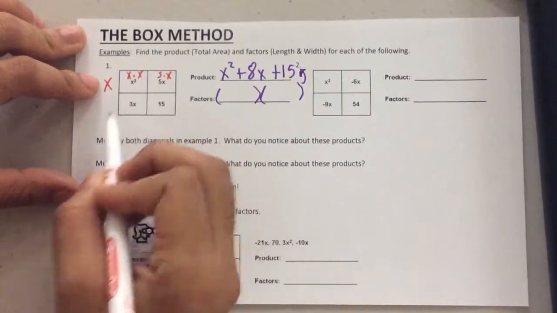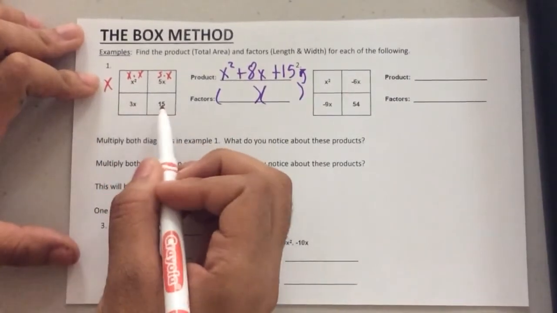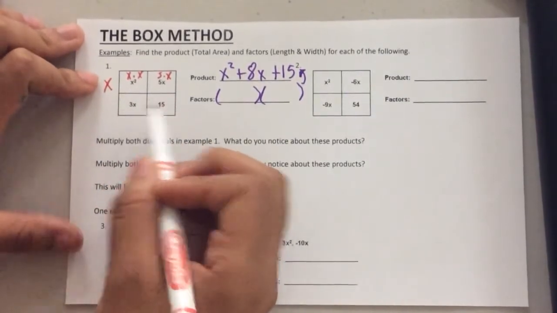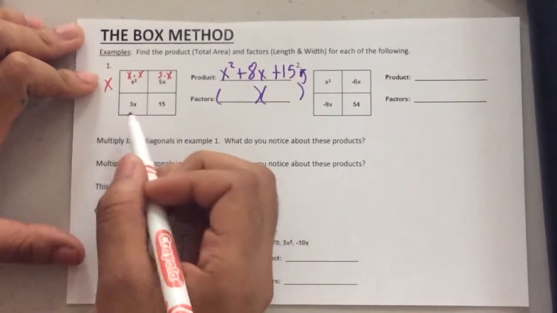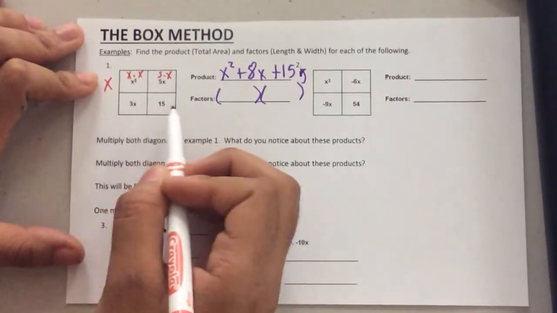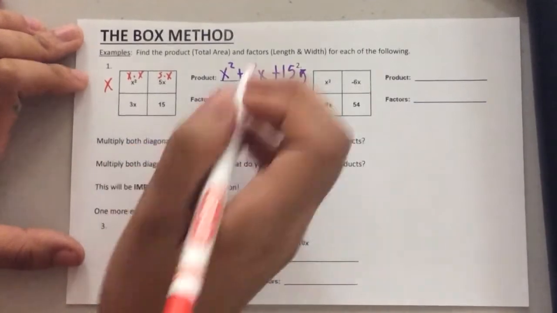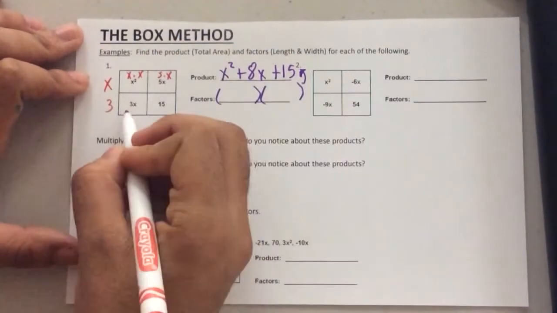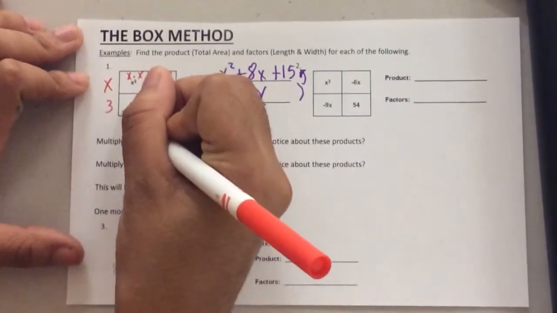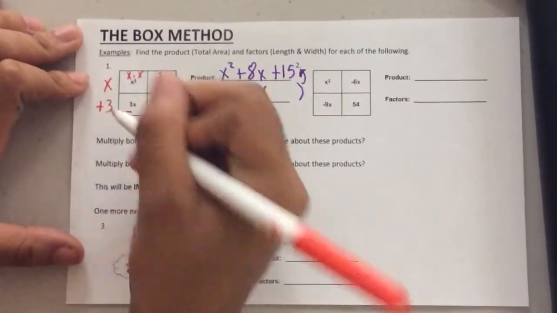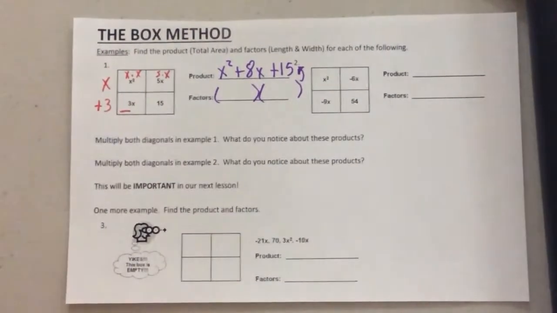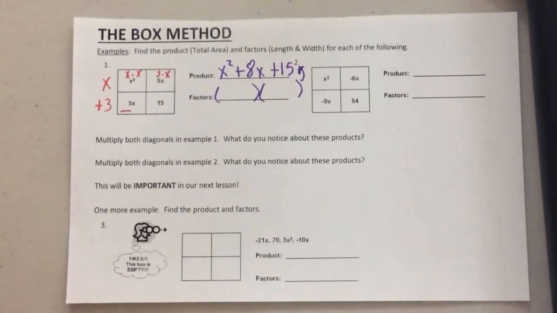Okay, on the second row, 3x and 15. Do they both have an x? No. What number can you divide both terms by? Well, the greatest number you can divide them by is 3, and it's a positive 3 because this box is positive. Okay, now we're going to do the top. Find the factor that goes with the top.